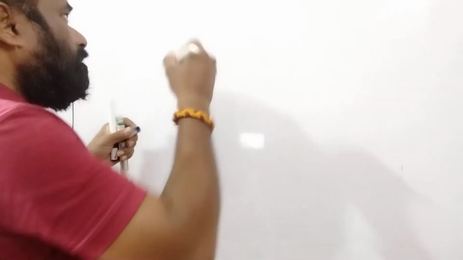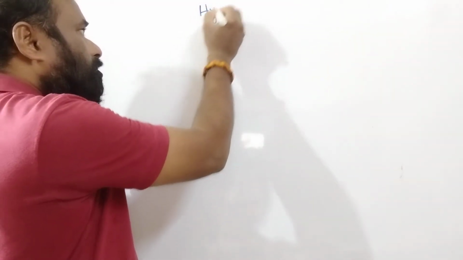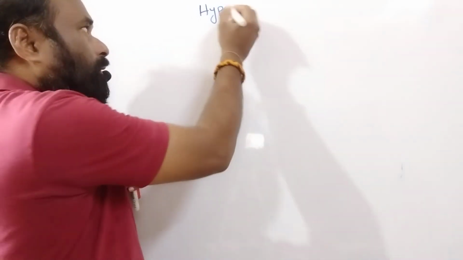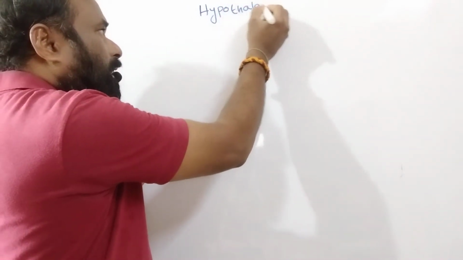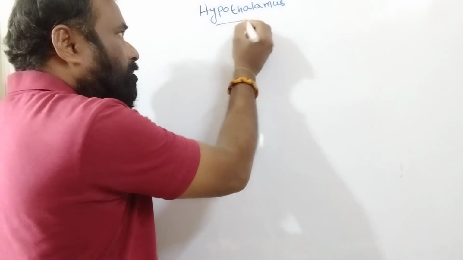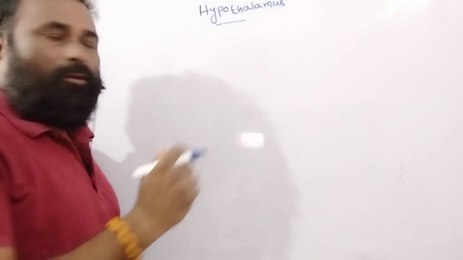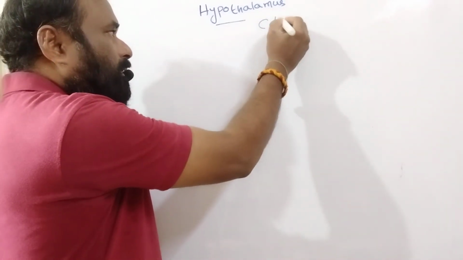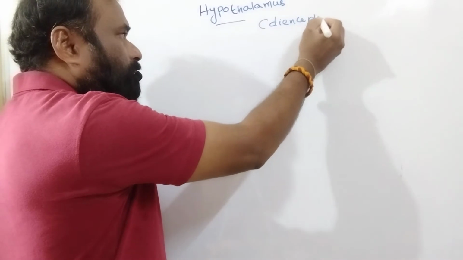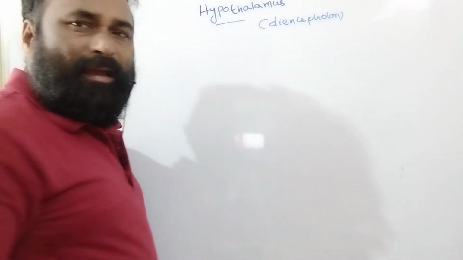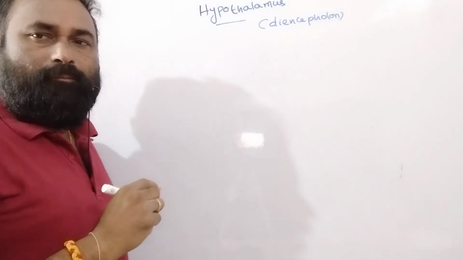One more fine topic we are going to discuss in the chapter of chemical integration and coordination, that is the hypothalamus. Hypothalamus is a part of the diencephalon. Diencephalon is a part of the forebrain.